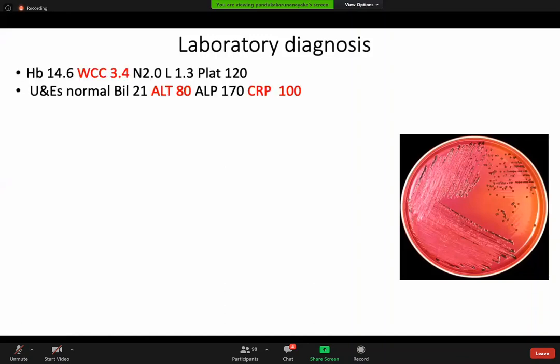Okay, so guys, this patient has a mildly low total white blood count, a mild transaminitis, and again, we see that he has a raised CRP. Next, please.